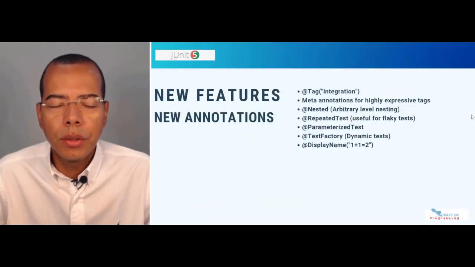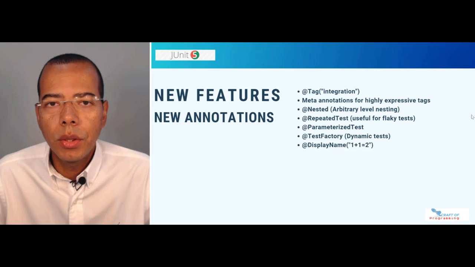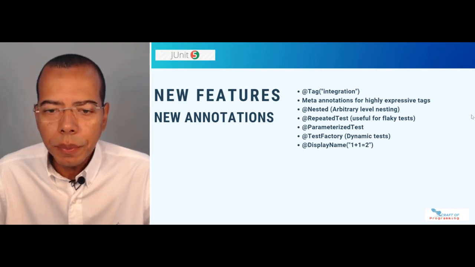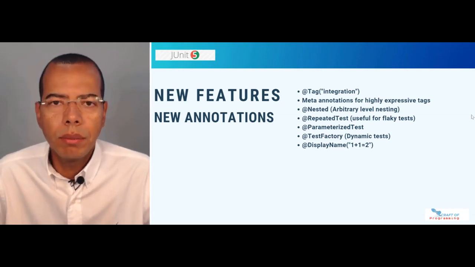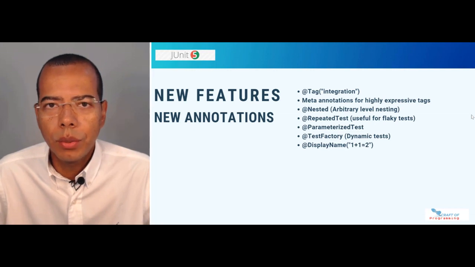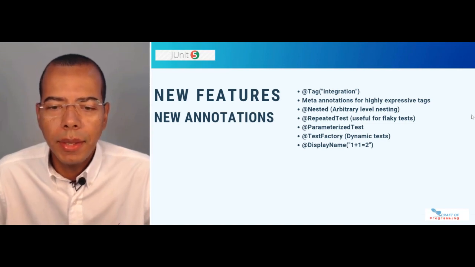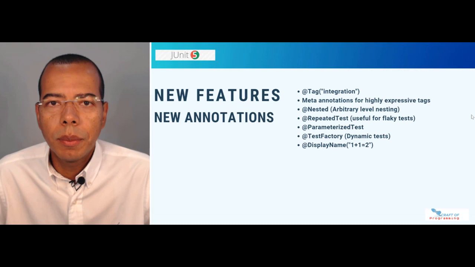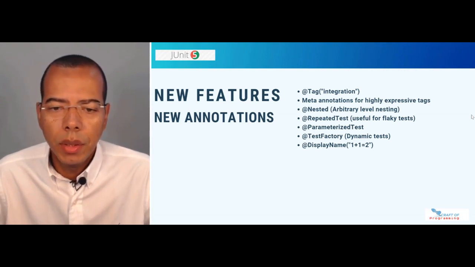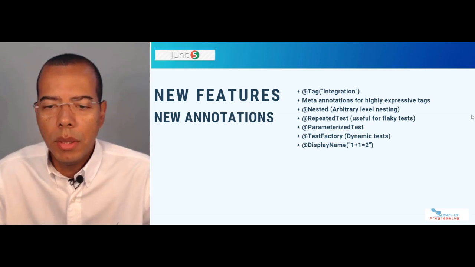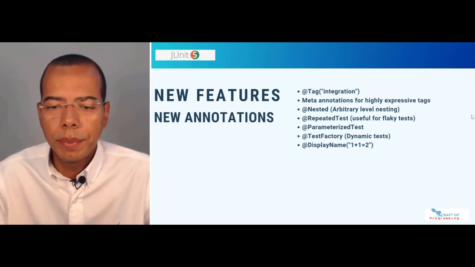Okay, so the new features that JUnit 5 supports are pretty much these; these are the main ones. There is a new tag annotation. You can define meta annotations, which are your own custom annotations built on top of the built-in annotations. There are nested annotations, repeated tests, parameterized tests, test factory, and display name. We're going to cover each of these in turn.